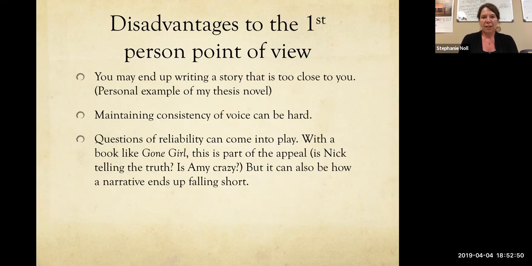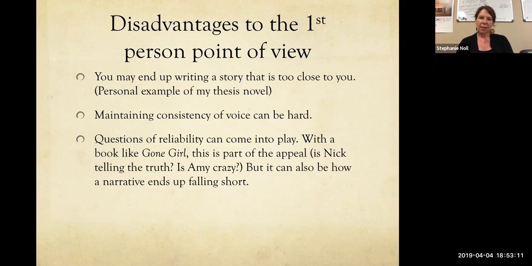So if you do choose to write from the first person point of view, I think it's worth asking yourself, am I telling a story that's really, really close to me and my experience? And if I am, do I want to maybe be writing essays or thinking about a memoir?